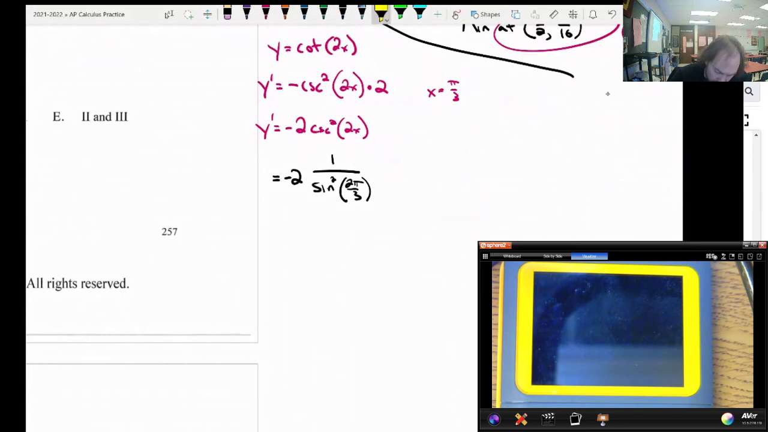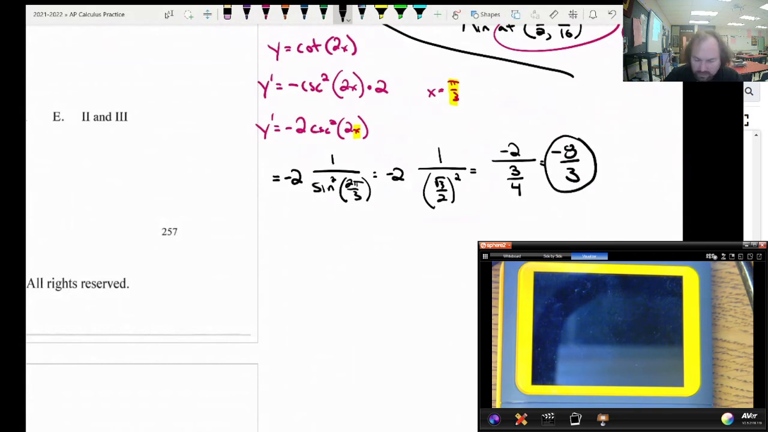Again, plugging in the x for 2 pi over 3 there. I'm going to leave that negative 2 off to the side for a minute. I know that the sine of 2 pi over 3 is the square root of 3 over 2. So this is the square root of 3 over 2 squared. I'm going to put that negative 2 on top of this fraction now. And on the bottom, I would have 3 over 4, because if I square both the square root of 3 and 2, you get 3/4. And if you flip that fraction and multiply, it becomes negative 8 over 3. That is the slope of that line.